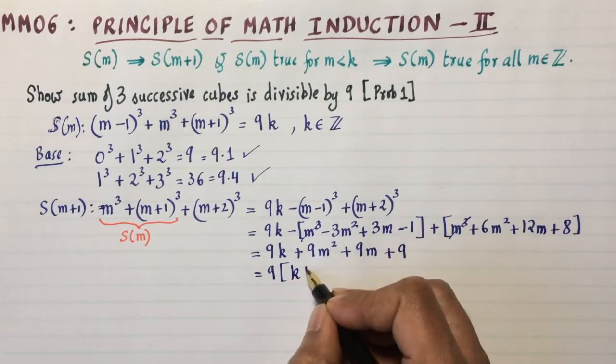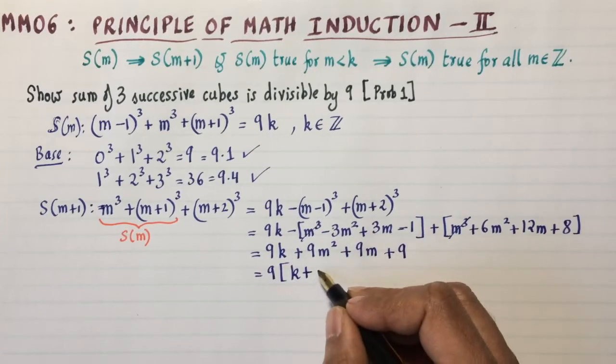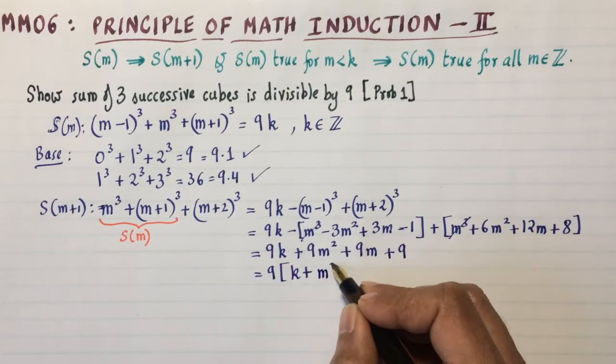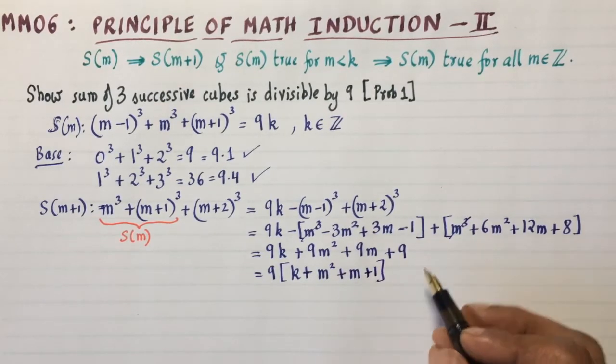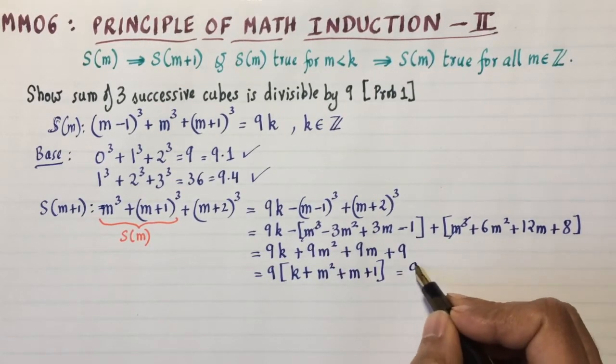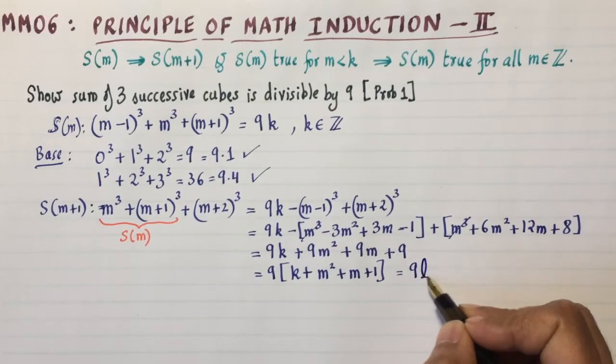We don't care what it is. If k is an integer, then k plus m squared plus m plus 1 is also an integer because m was assumed to be an integer. So this whole thing is 9 times some other integer, which I'll call L.